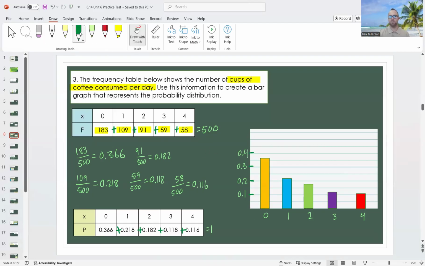And then, of course, you're looking at your probabilities to determine how high this bar goes. So 0.366 for 0, all the way up to 0.366 probability, and so on. 1.218 up to just over 0.2, and you get the rest.